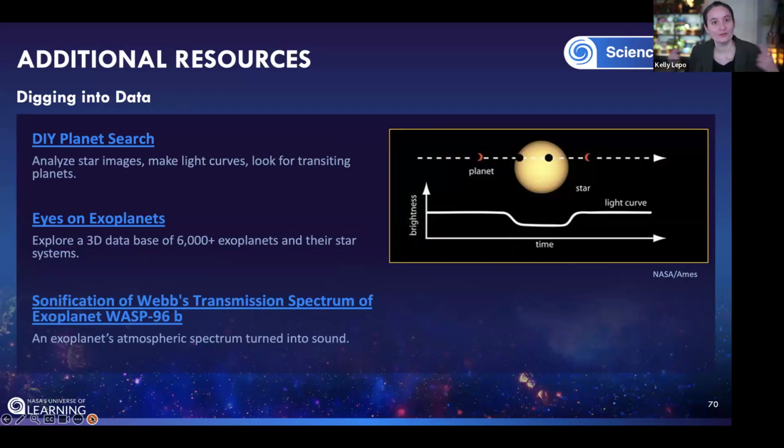Here are some Universe of Learning specific resources, including the DIY Planet Search and Eyes on Exoplanets, which isn't Universe of Learning, but it's another science activation program. If you want to explore the orbits in 3D of any exoplanet that you can think of, you can get it in there, and they have artist's impressions of what these planets would look like modeled in 3D, so you can fly around virtually, which is really cool. Next slide, please.